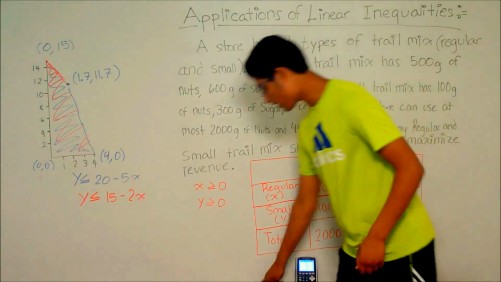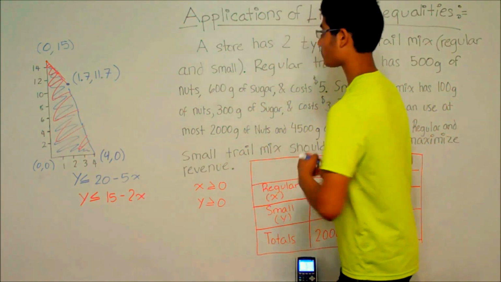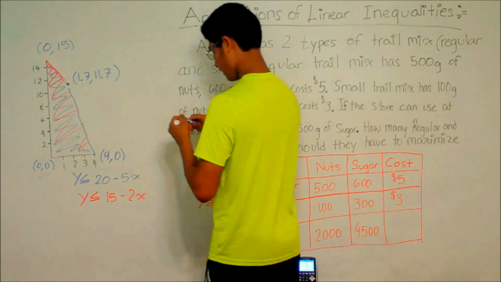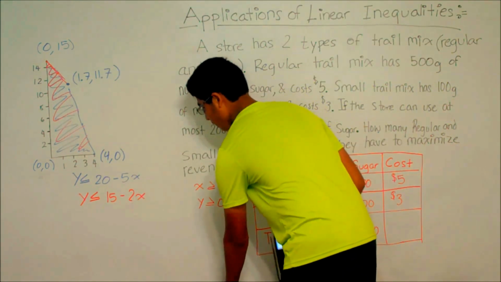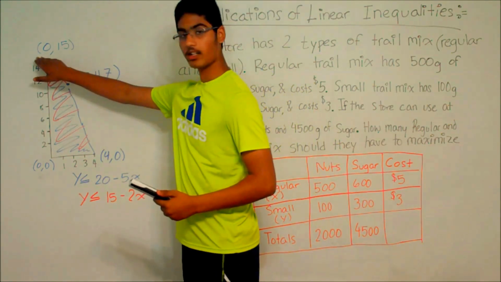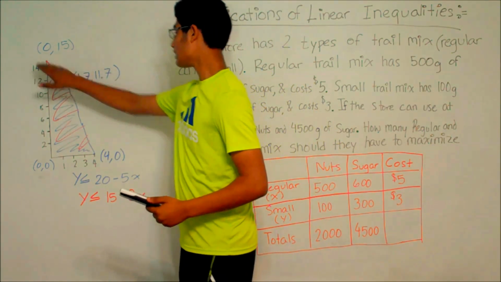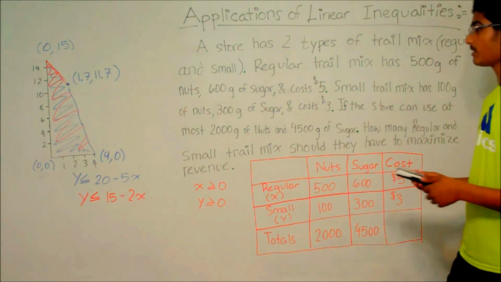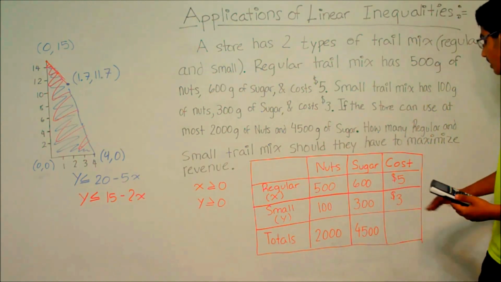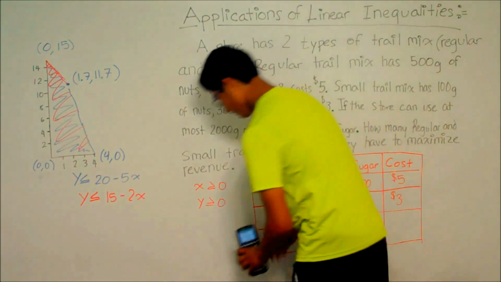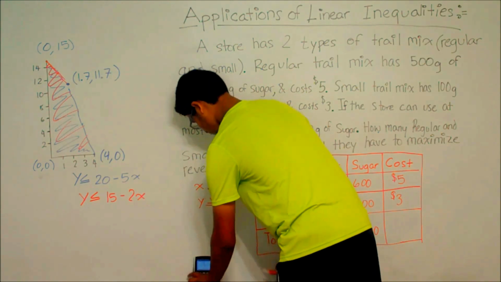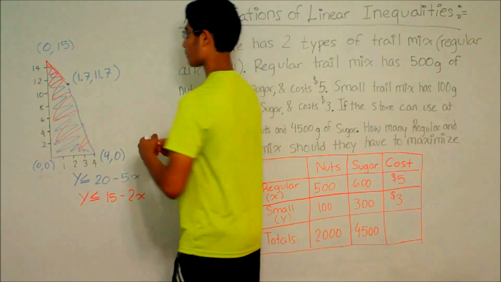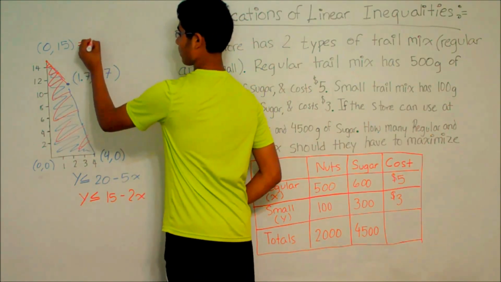So let's make another table on the side. For this one, we have 0 regular and 15 small. So 0 regular times 5, which is the cost per regular, becomes 0. And we have 15 smalls times 3, which is 45. So this one makes $45.